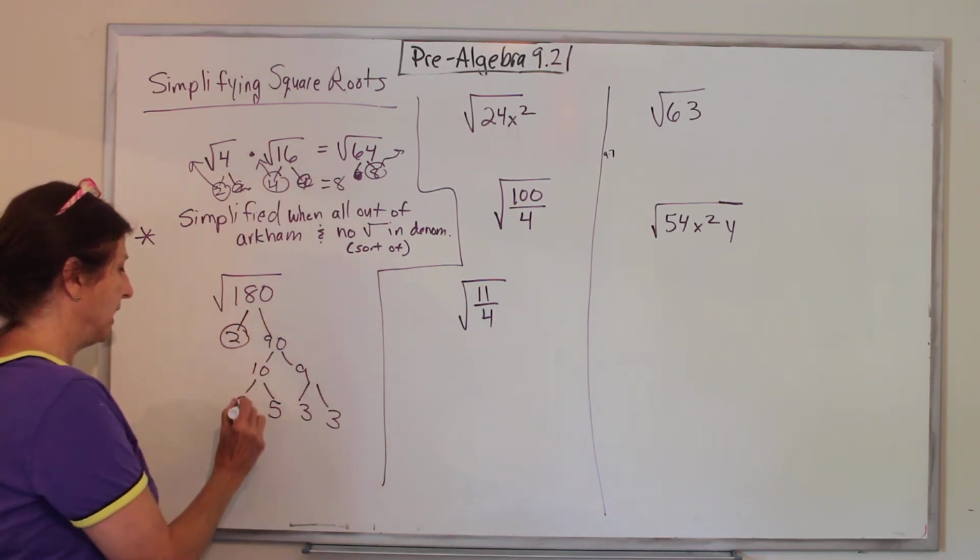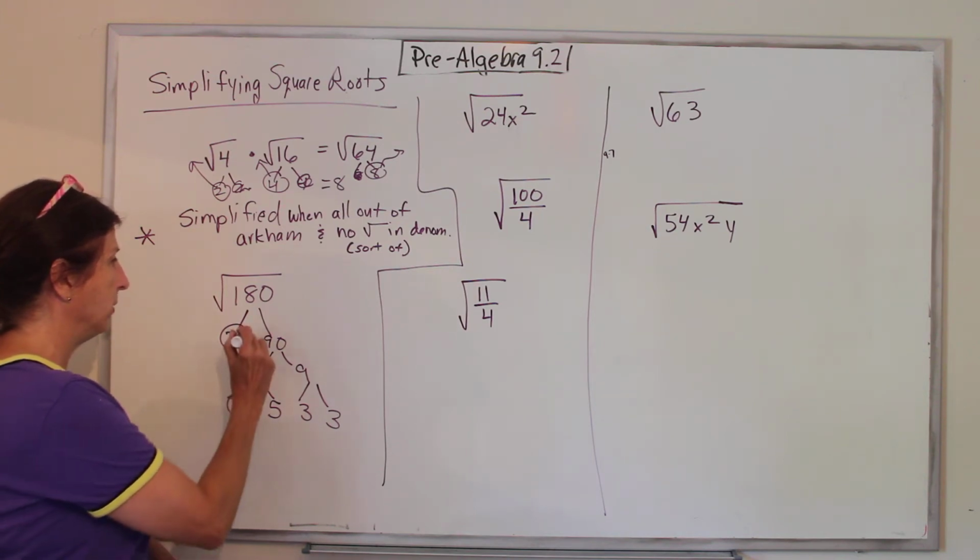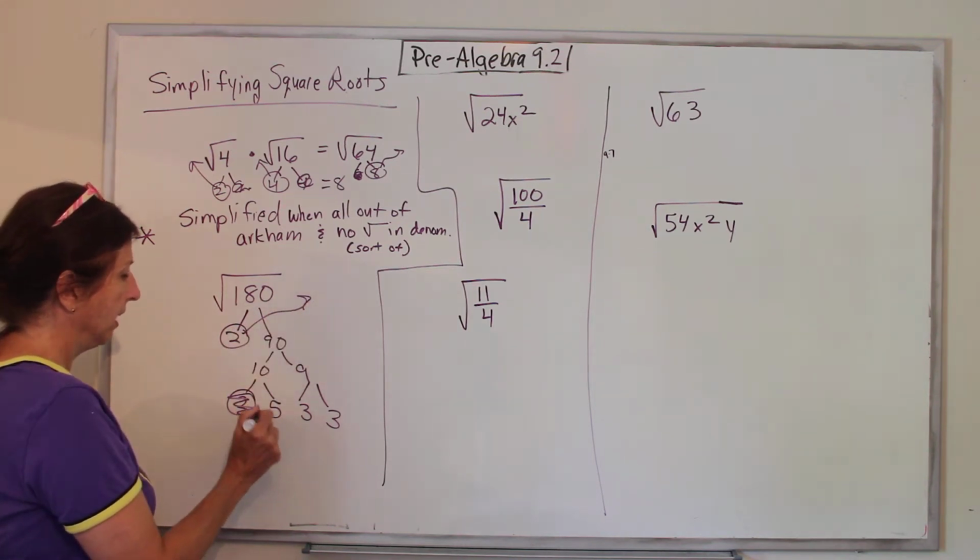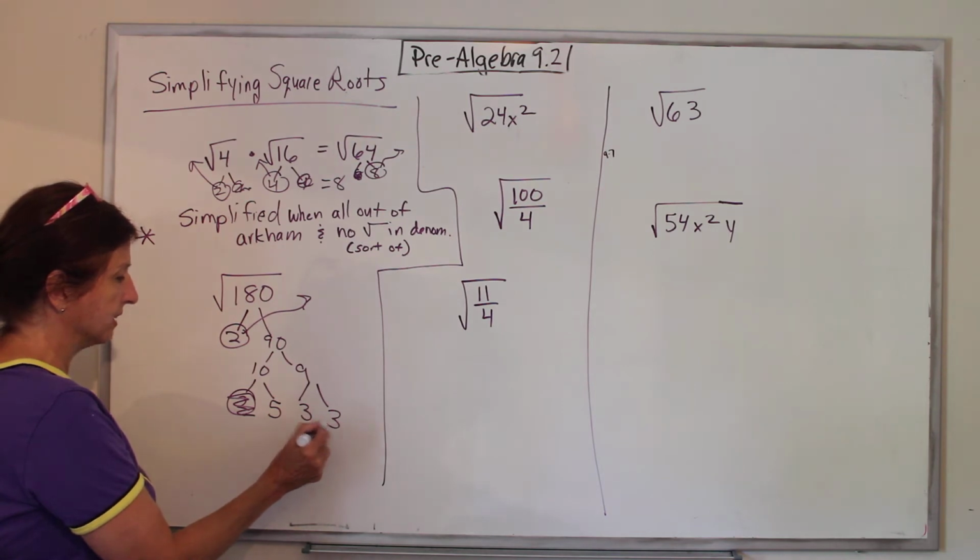This 2 has a twin right here. That one dies, this one gets out. This 3 has a twin.